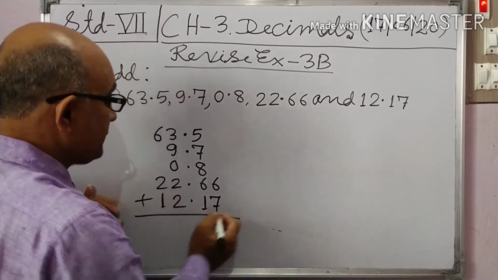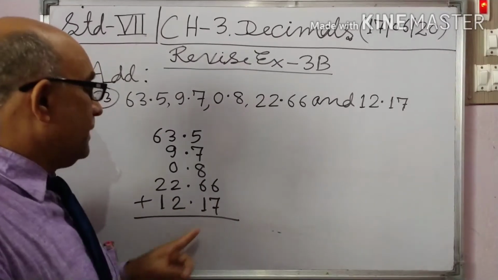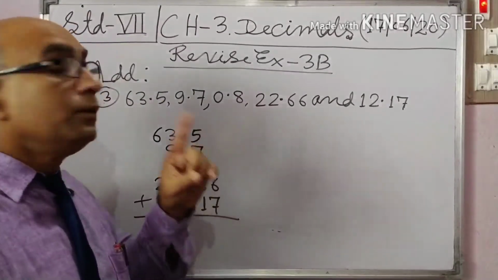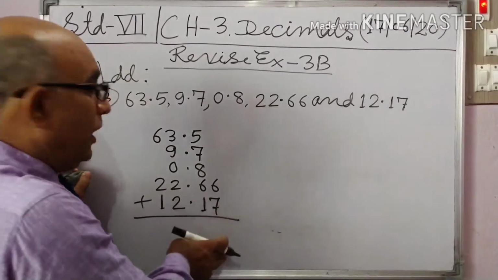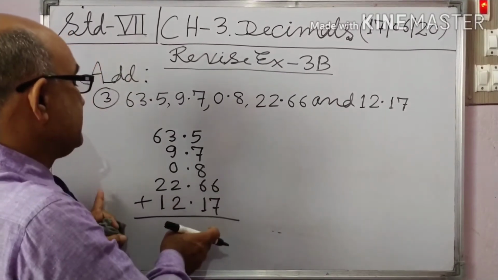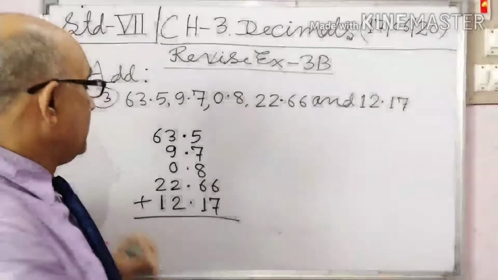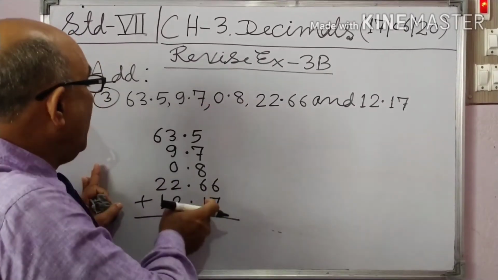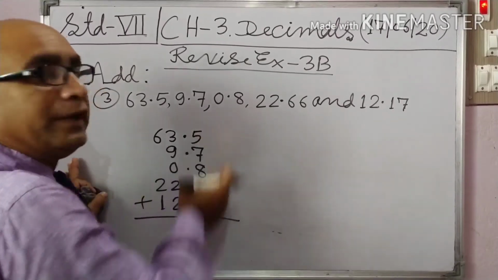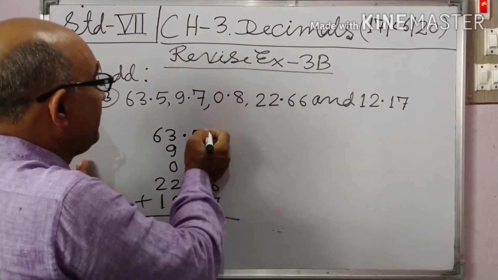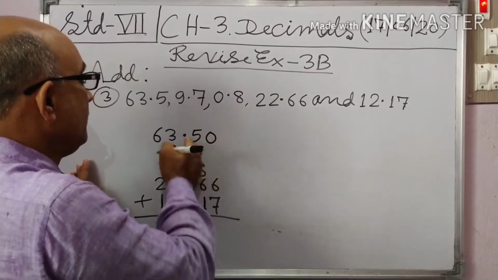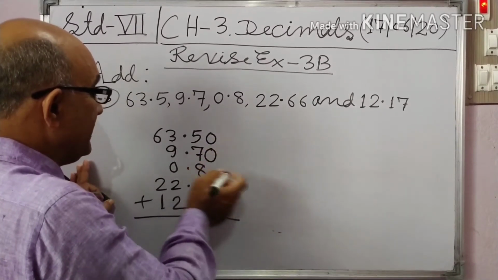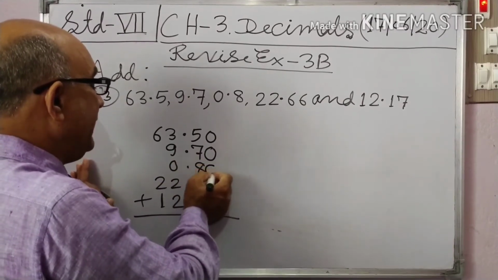Add it. Students, here some decimals have 2 decimal places and some decimals have only 1 decimal place. So first of all, change these into like decimals. The most number of decimal places is 2, so all decimals change into 2 decimal places. So 63.5 becomes 63.50, 9.70, and 0.80.